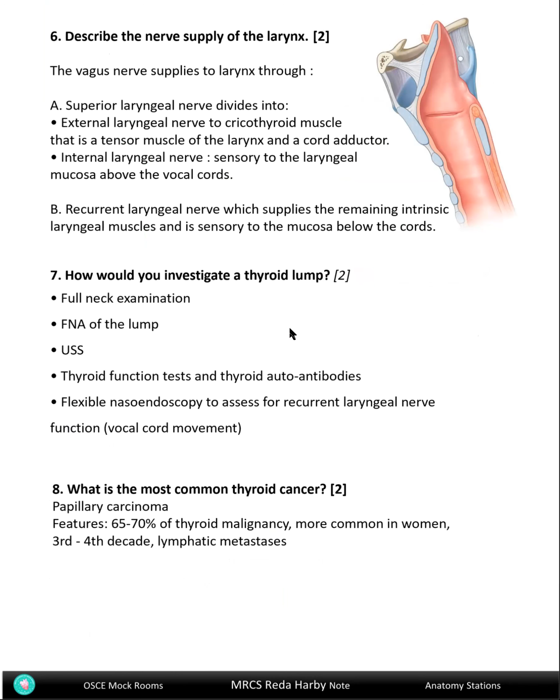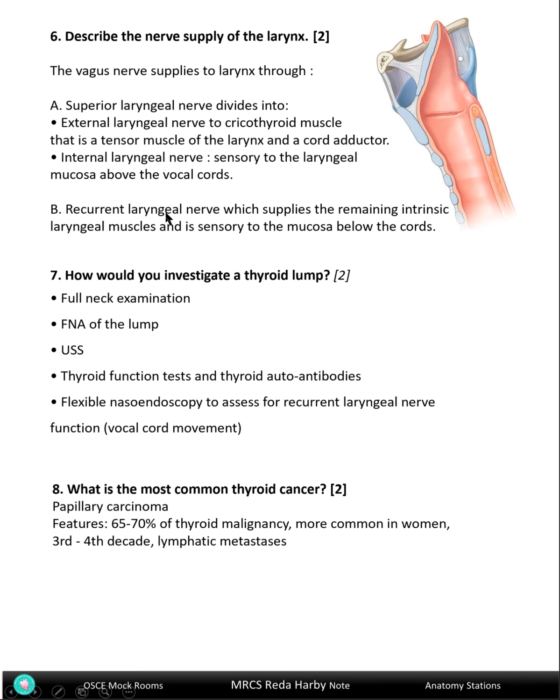So simply, superior laryngeal nerve divides into external and internal. Internal is sensory to the laryngeal mucosa above the vocal cords. Okay, this is the internal one. And external is to the cricothyroid. So again, superior is divided into internal, sensory above vocal cords, and external, to cricothyroid muscle, which is tensor muscle of the larynx and a cord adductor.